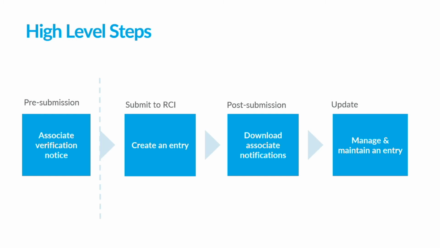We'll just take a broad look at the submission steps. First, you have your pre-submission checks, which include the associate verification notice. Then the entry is created with the information gathered by the recorded person. Once created, the recorded person should download the associate notifications and share them with the associates. And then there is maintenance. RCI is an events-driven register, and changes and updates should be made whenever necessary. I'll go into these in more detail.